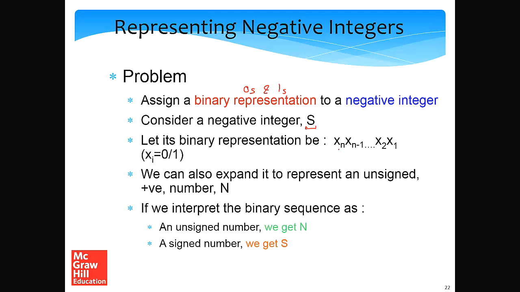So consider a negative integer s. Assume that its binary form is xn to x1, where x1 is the least significant bit and xn is the most significant bit, and henceforth we'll start counting from 1, not from 0. Given this number, we can also expand it to represent an unsigned number n, where unsigned means without a sign, assumed to be positive. So we can interpret this binary sequence in two ways. One is as an unsigned number, so we'll get n, or as a number with a sign, and we'll get s.